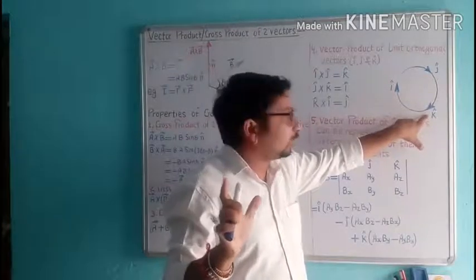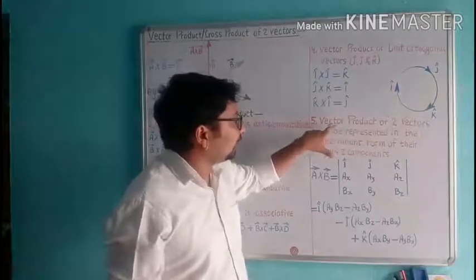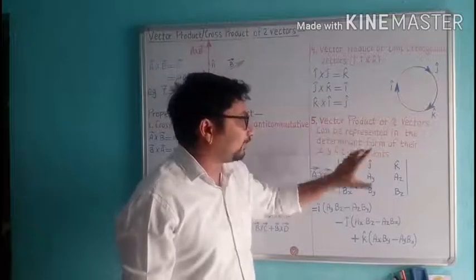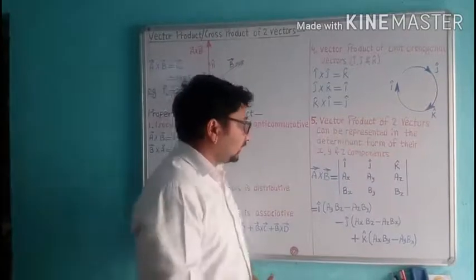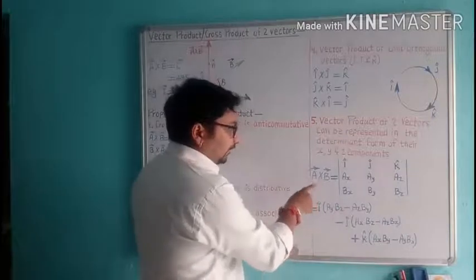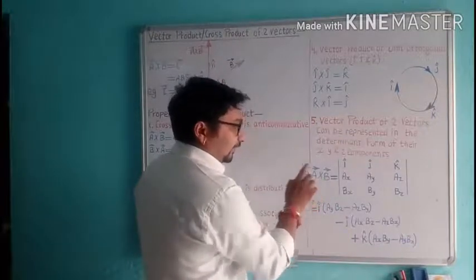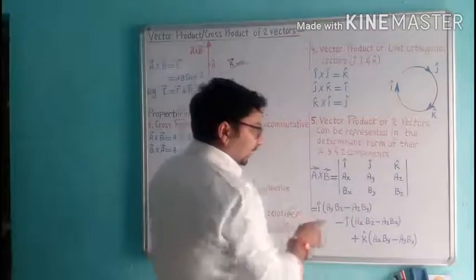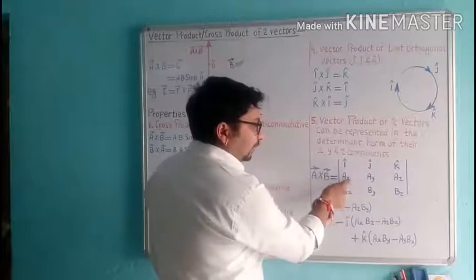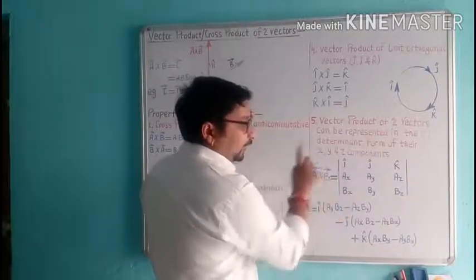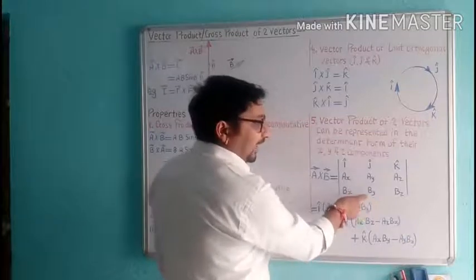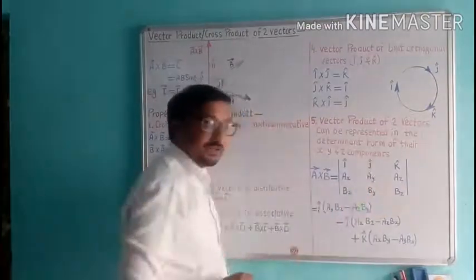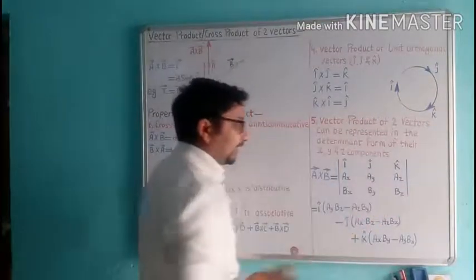Now the vector product of two vectors can be represented in the determinant form of their x, y, z components. If we want to do vector A cross vector B, then write down I cap, J cap, K cap, and write x component of A and B below I cap, y component of A and B below J cap and z component of A and B below K cap. This is the determinant form.